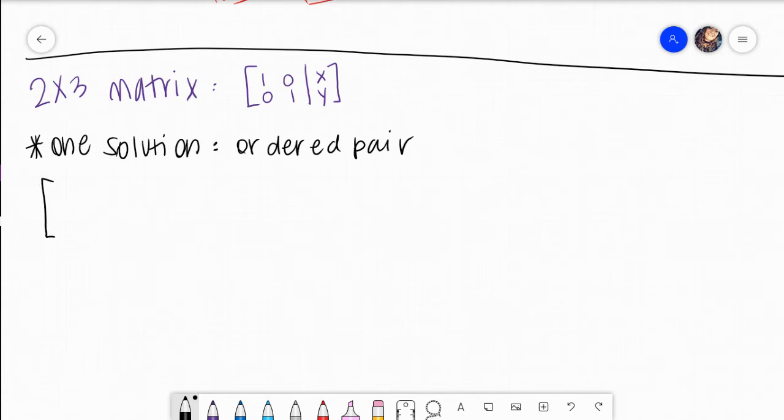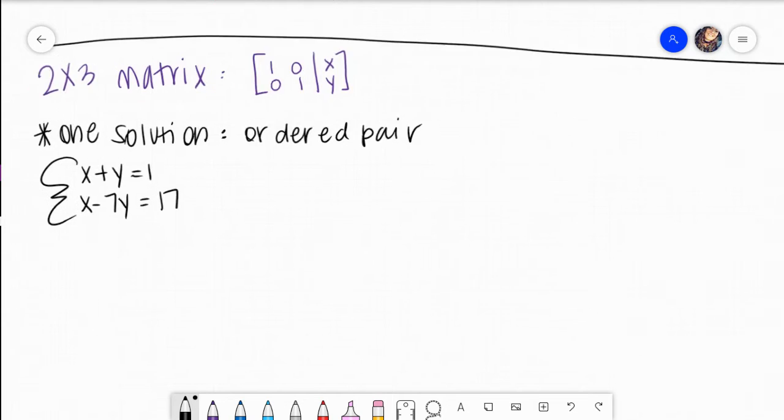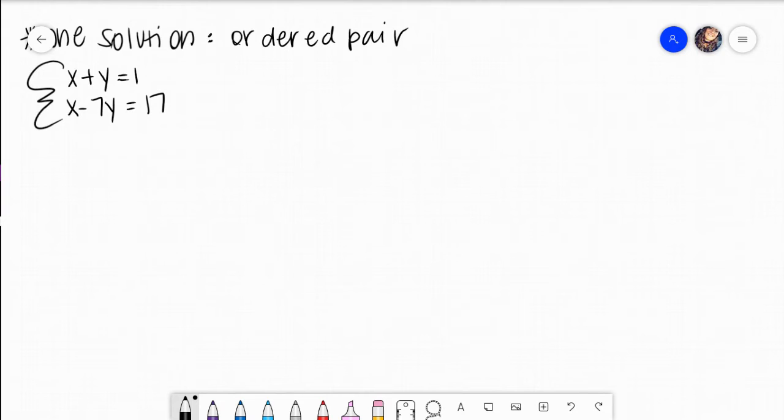So an example of that, say we have x plus y equals 1 for our row 1, for our equation 1, and we have x minus 7y equals 17 for row 2, which would be our equation 2. What we're going to do is turn this into an augmented matrix.